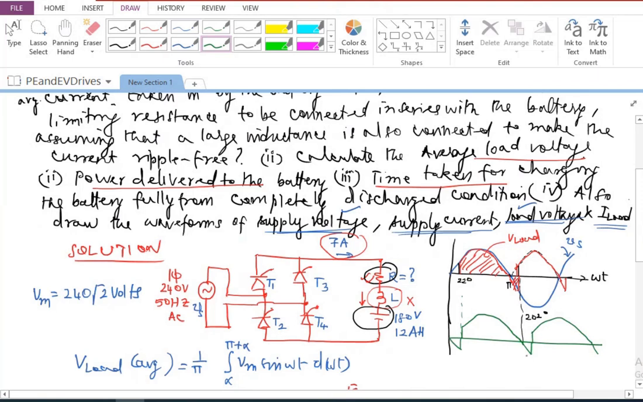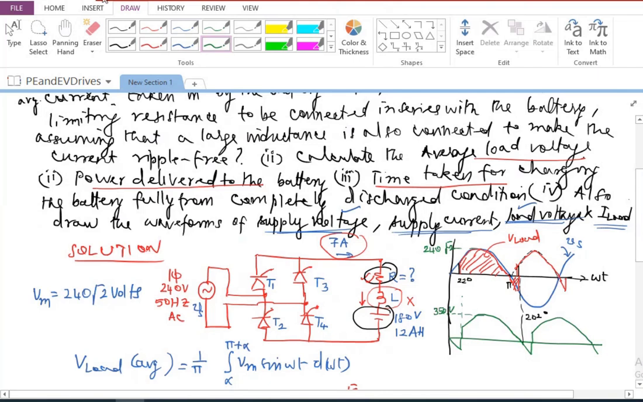So if I try to draw the current, the battery voltage is 180 volts. The peak is 240 times root 2, which will be about 350 volts or something. So this is going to be about 350 volts.